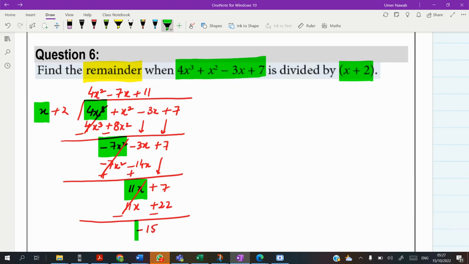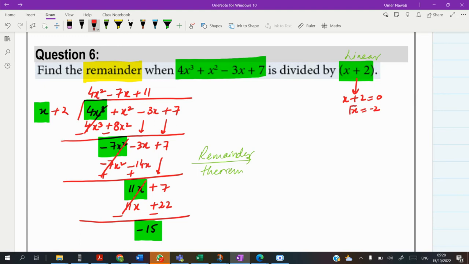Oh man, it takes a lot of time if I use long division. Why not use the remainder theorem to make my procedure simple? So we prefer to use the remainder theorem because our divisor is linear. As far as our divisor is linear, my suggestion is always to use the remainder theorem. So what the remainder theorem says, we need to put our divisor equal to 0.